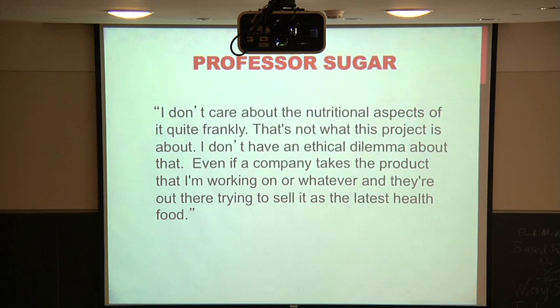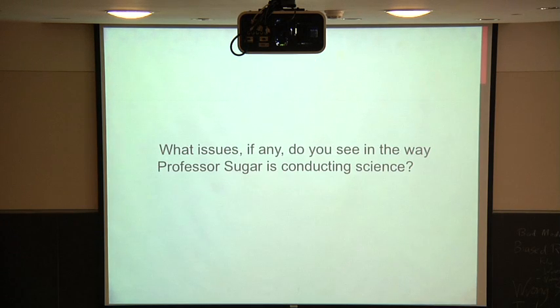I don't have an ethical dilemma about that, even if the company takes the product that I'm working on and tries to sell it as the latest health food. Professor Sugar goes on to say, that's not the point of this project. The project has a defined boundary. Once you start defining the actual problem and collecting data, you have an outcome that you're working towards. And as long as I don't think I'm making something too harmful to people, I can say, okay, now my outcome is strictly how do I make this more efficiently? So what do you think about the way Professor Sugar is conducting science?